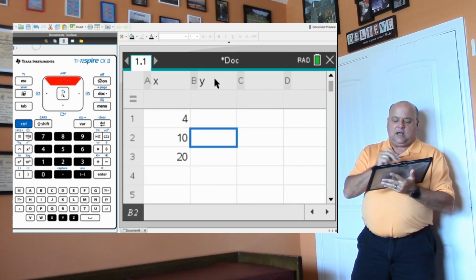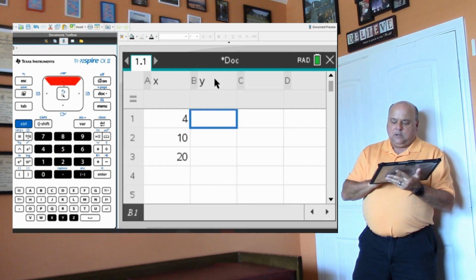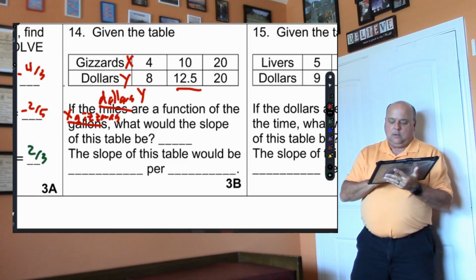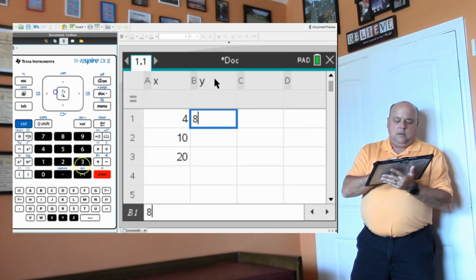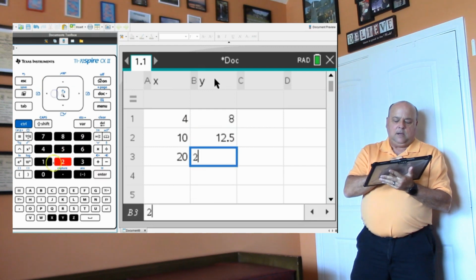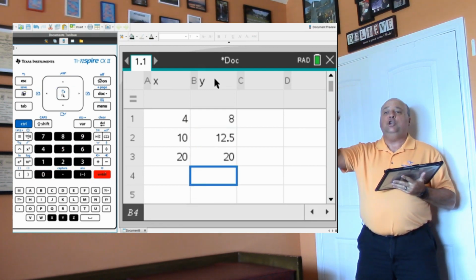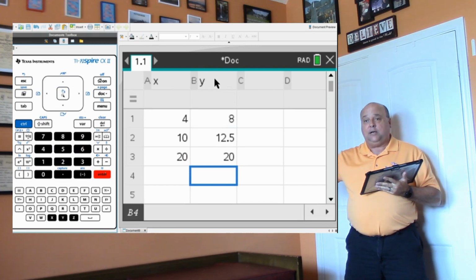So I have my X's in. I'm going to go over. Now I need to look at my Y's. So my Y's are going to be 8, 12.5, and 20. So I have my X's and my Y's in. Now then, menu, stat calculation, linear regression.